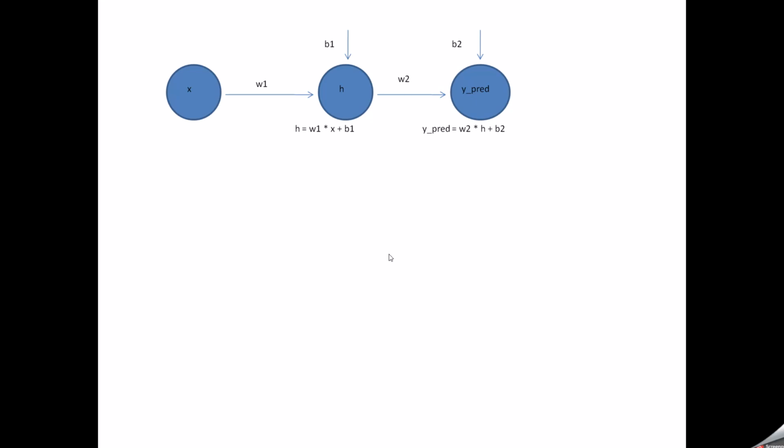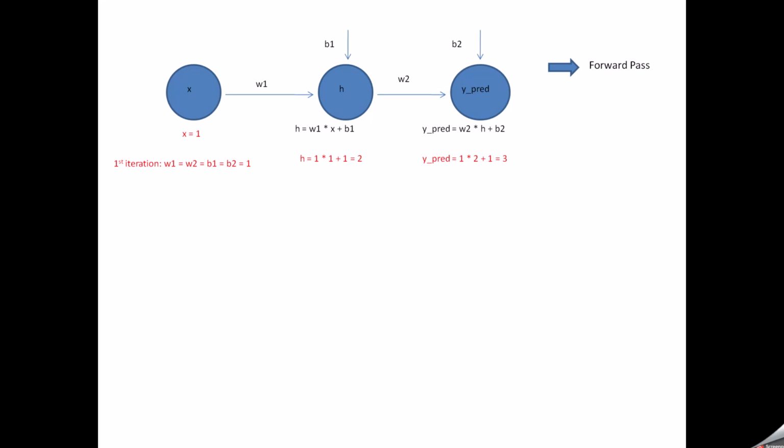To begin with, the neural network assumes some random initial values for W1, W2, B1, and B2. Let's say all these values are initialized to 1 in the first iteration. Then the input values are passed into the network one by one. When X equal to 1 is passed into the network, first the hidden layer is calculated by the formula H equals W1 times X plus B1. The hidden layer output is 2 in this case. Then Y predicted is calculated by the formula Y predicted equals W2 times H plus B2. The predicted output of the neural network for the first iteration is 3. This entire step is called a forward pass.